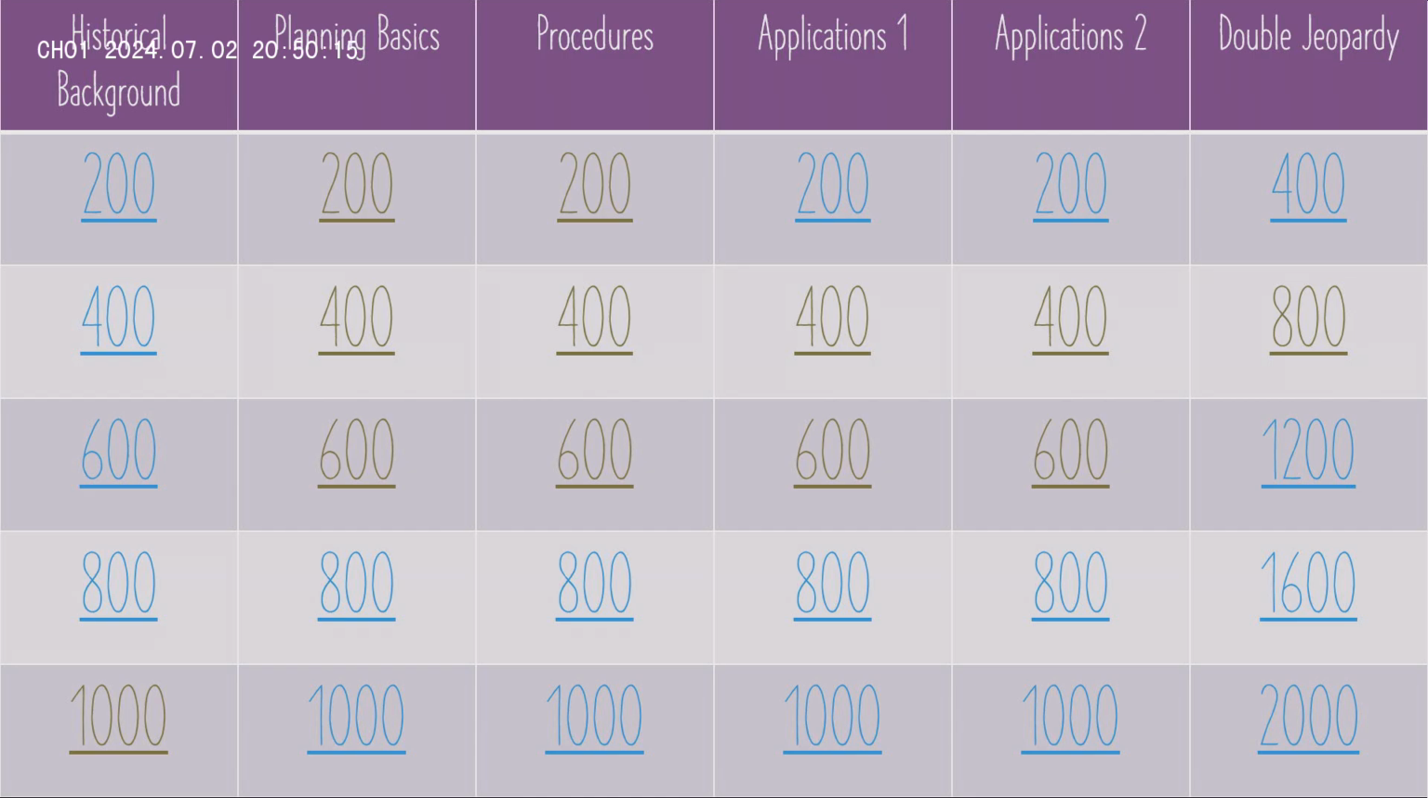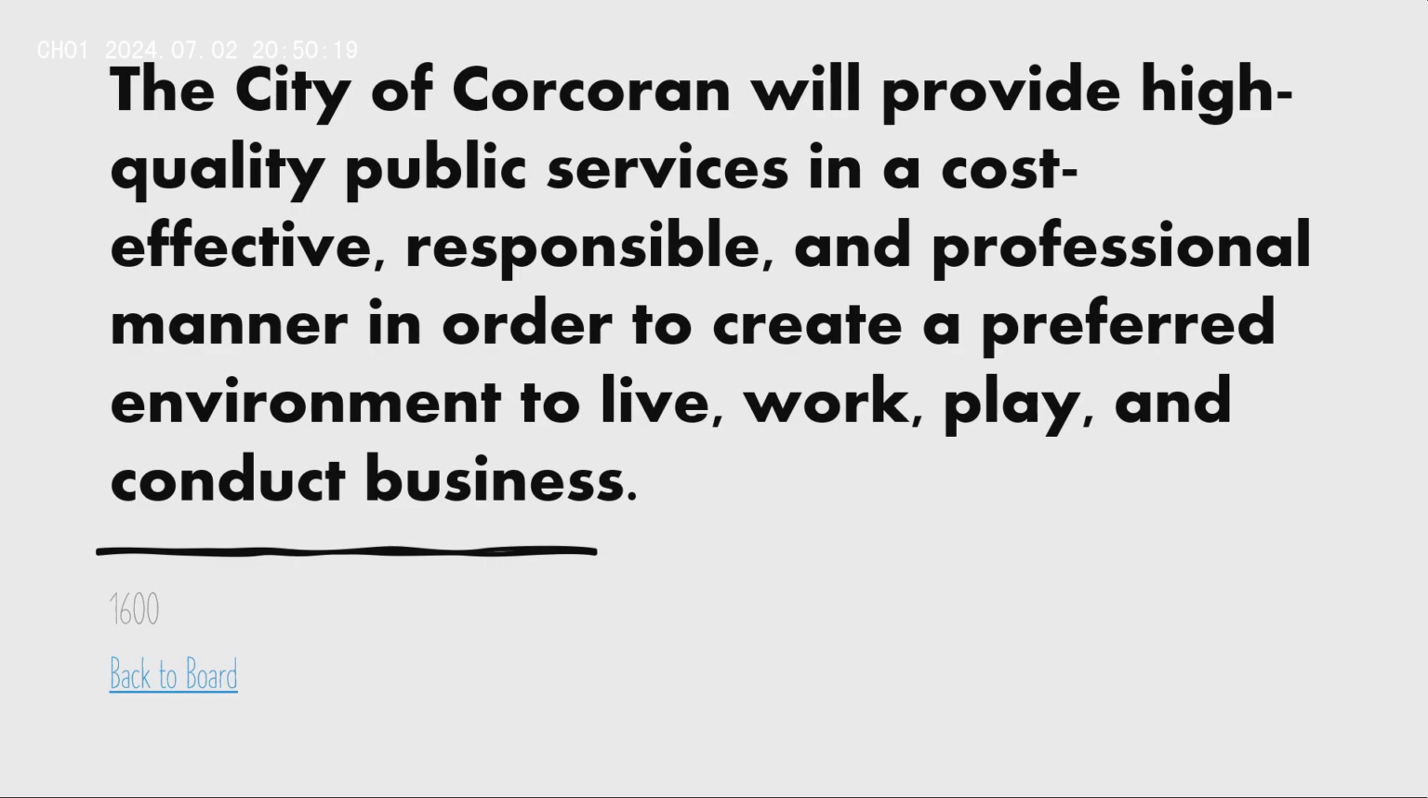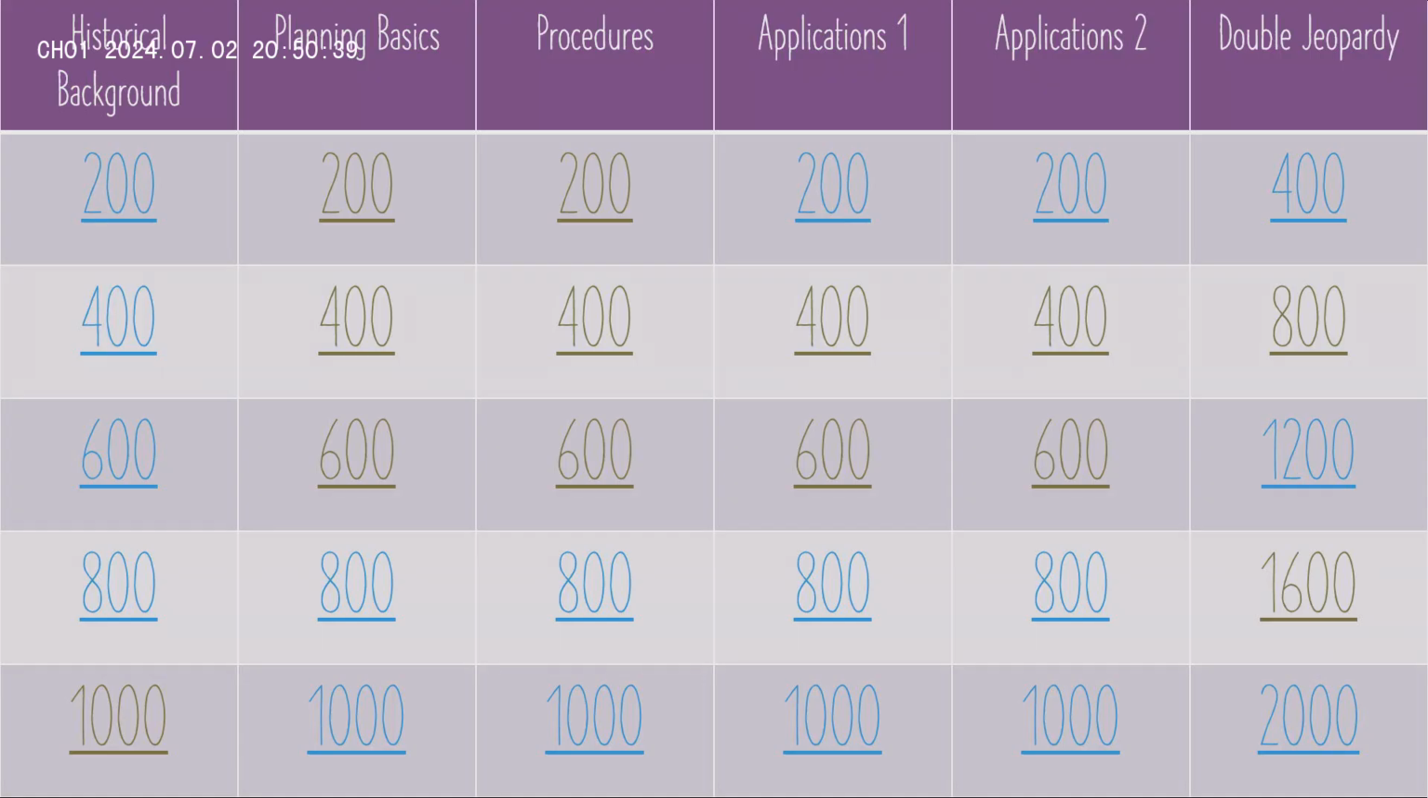Okay, and then you get to choose the next one. Commissioner. Oh, yeah, double jeopardy for 1,600. Okay. The city of Corcoran will provide high-quality public services in a cost-effective, responsible, and professional manner in order to create a preferred environment to live, work, play, and conduct business. What is the mission of the city of Corcoran? Yes, perfect. Great job, you guys. Nailed it.